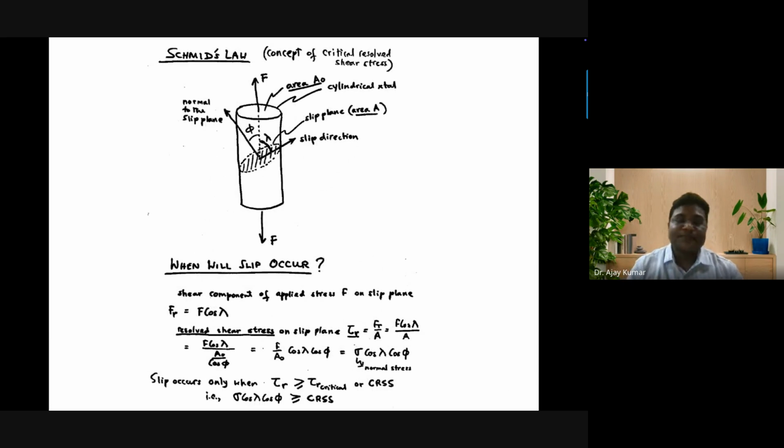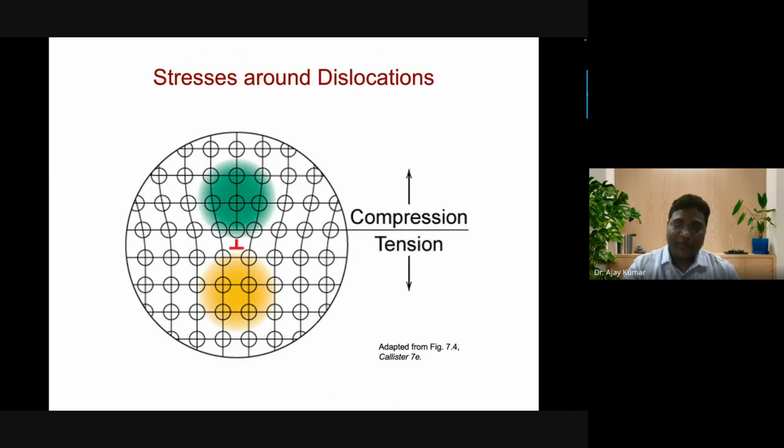Now another thing is, when you do the deformation, the slip plane and slip directions, then you have these slip systems, right? So there is a critical resolved shear stress, right? And the critical resolved shear stress is represented by this famous law, Schmid's law. Okay.